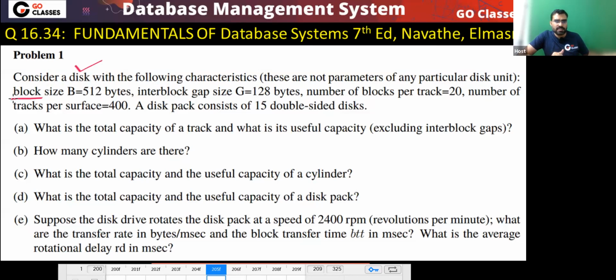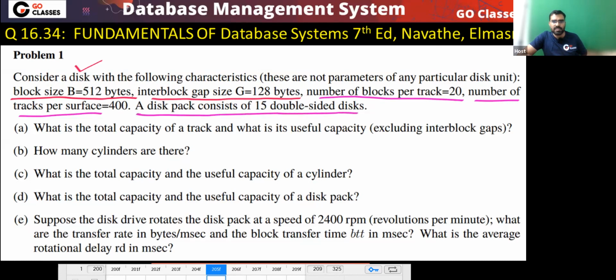The question says the block size is 512 bytes. Block size is given to you. The inter-block gap is also given to you. Between two blocks, what is the gap? That is also given. The number of blocks per track is also given. Basically the information is already given to you. Next, the number of tracks per surface and a disk pack with 15 double-sided disks.